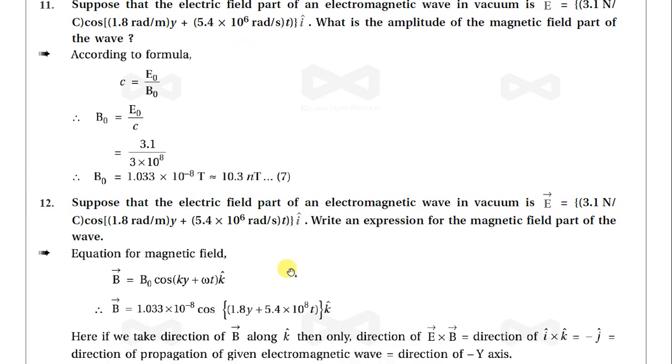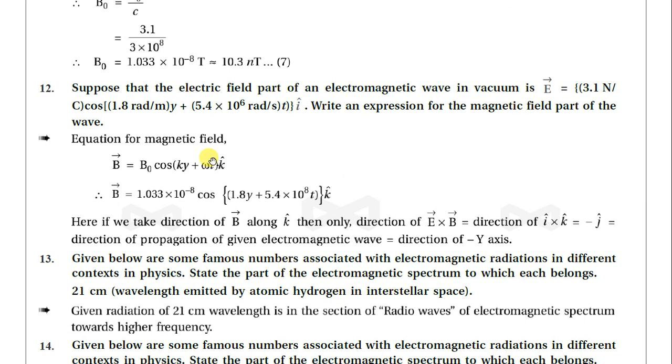Okay, now suppose again we have another example. Suppose the electric field part of an electromagnetic wave in vacuum is E = 3.1 N/C cos[(1.8 rad/m) y + (5.4 × 10^6 rad/s) t] in the i cap direction. It will be in the x direction, so that's why.